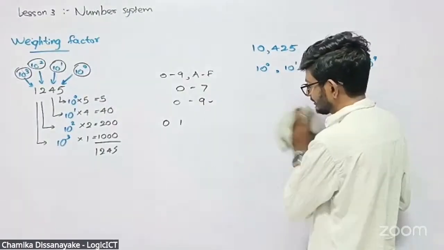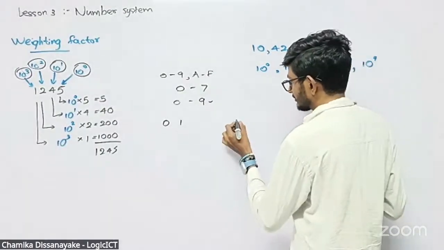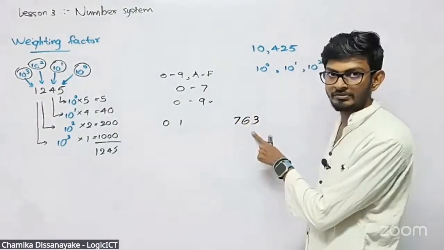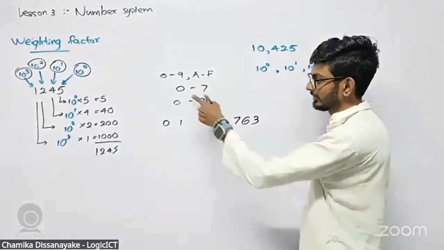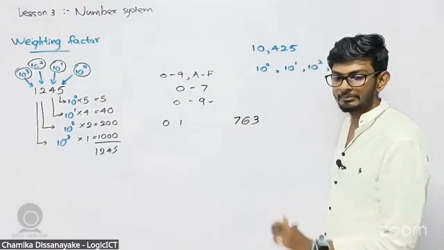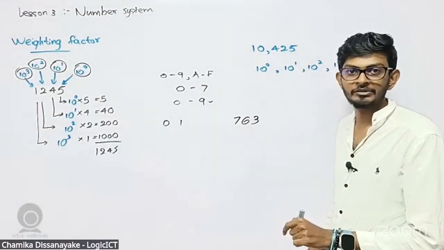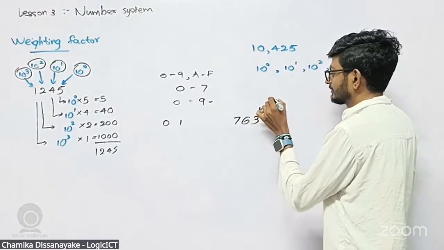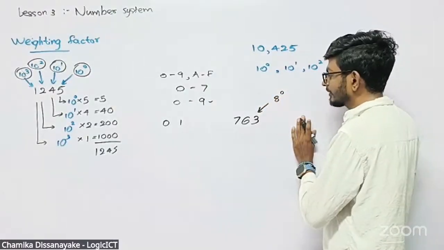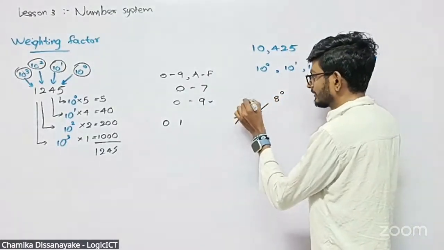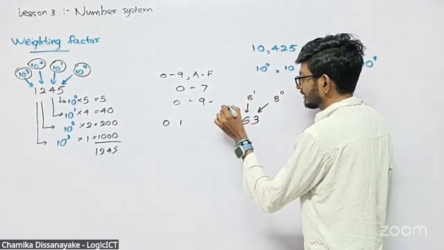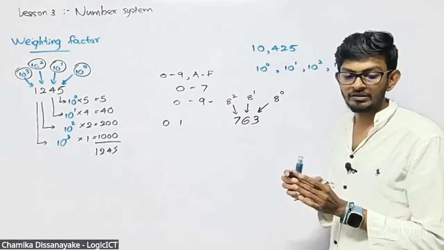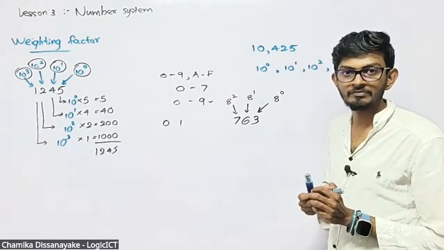So when I write an octal number like 763, this can be an octal number system because it uses 0 to 7. In the octal number system, guys, the weighting factor is made up of 8 to the power 0, 8 to the power 1, 8 to the power 2. Likewise, that is the difference between number systems.